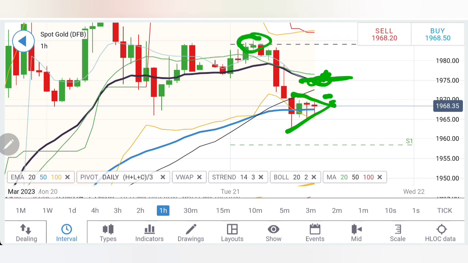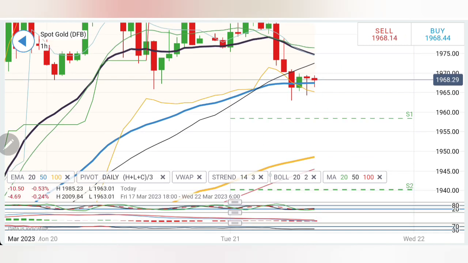And see, one more level in the morning analysis, I told you 1985, only you should buy above 1985. It precisely dropped, achieved the same levels and dropped from there. This is the beauty of analysis here.